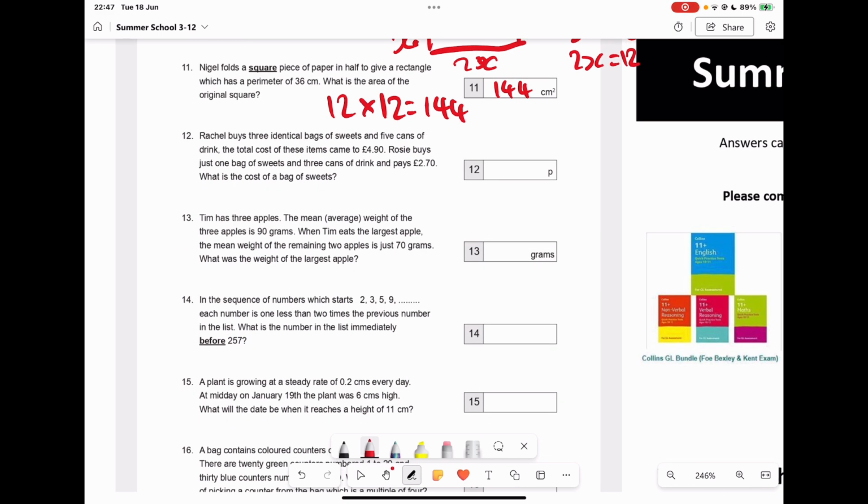Okay, question 12. Rachel buys 3 identical bags of sweets and 5 cans of drink. The total costs £4.90, and then Rosie buys just 1 bag of sweets and 3 cans and pays £2.70. So what's the cost of a bag of sweets? Okay, so how we can do this is we can write out a method.